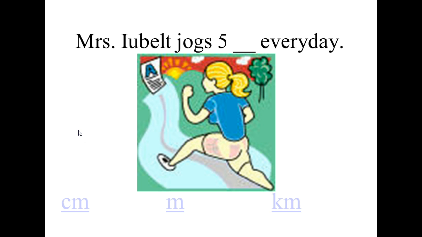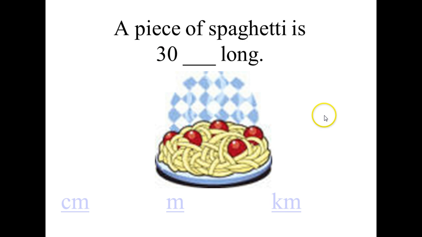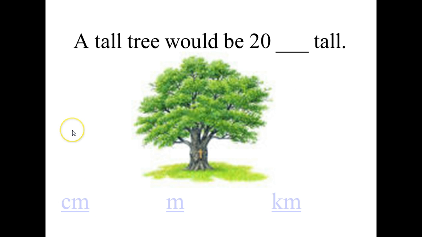Mrs. Ubelt jogs 5 of these every day. Well, if you're going to take the time to put your jogging shoes on and get dressed and stuff, you better be going for a while. 5 kilometers. A piece of spaghetti is about 30 of these long. Centimeters. A tall tree would be 20 of these tall.